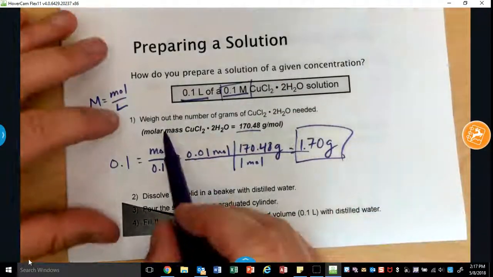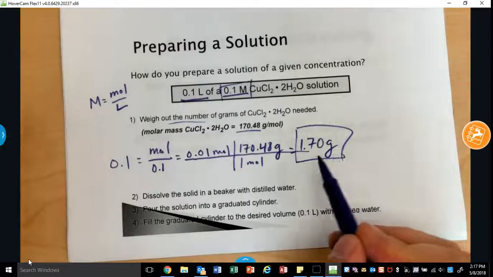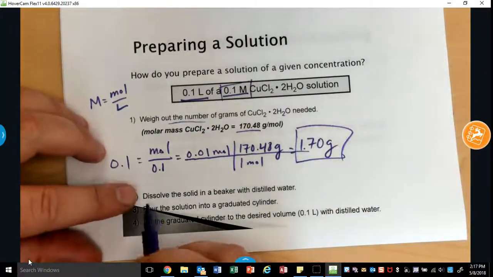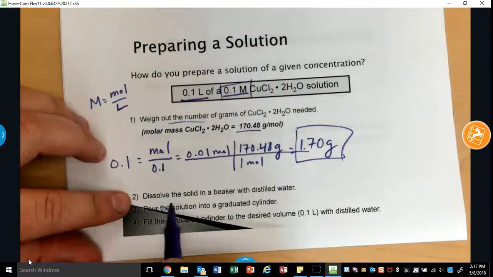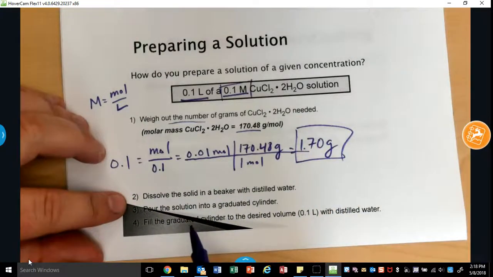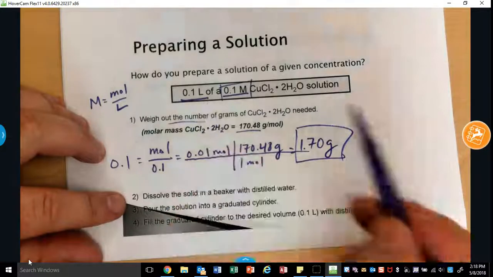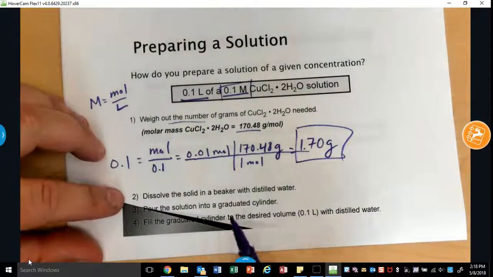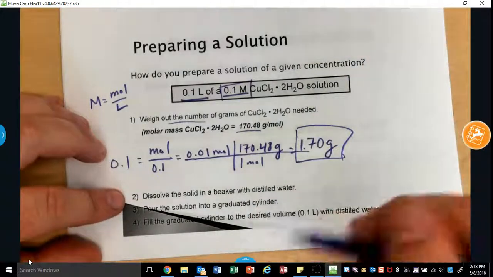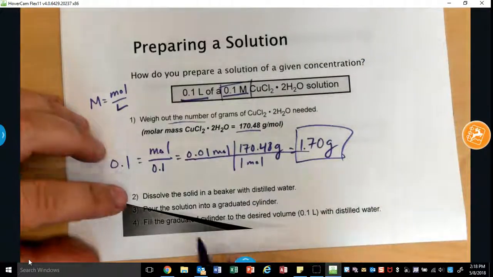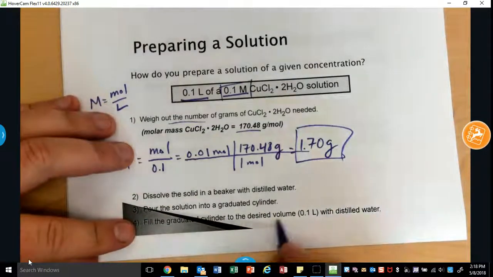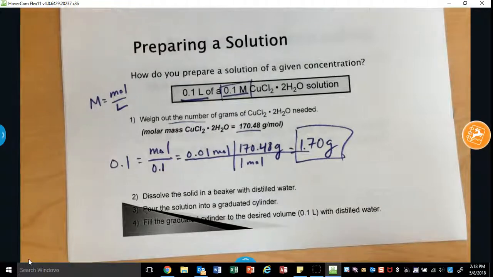So I'm going to go over to my electronic balance. I'm going to weigh out 1.70 grams of the substance. I'm then going to dissolve that solid in a beaker with some distilled water. Now I'm not going to fill up all the way to 0.1 liters. I just want to get that substance dissolved. Now the reason we do it in a beaker is because it's easier to just stir it around in the beaker. Once it's dissolved, we'll pour the solution into a graduated cylinder and fill that graduated cylinder to 0.1 liters to get the desired volume.